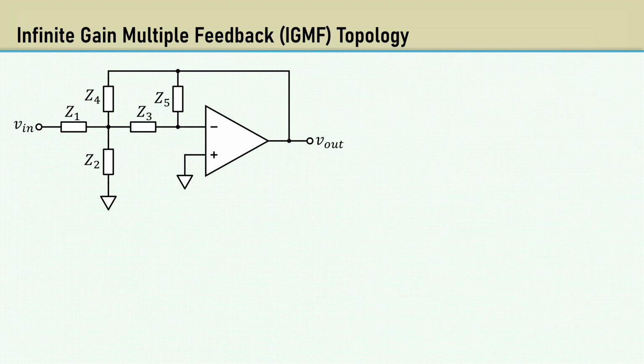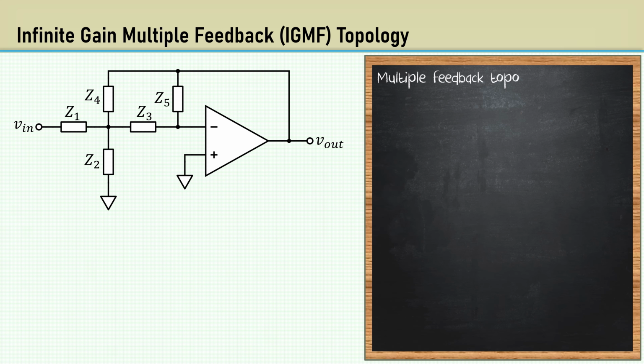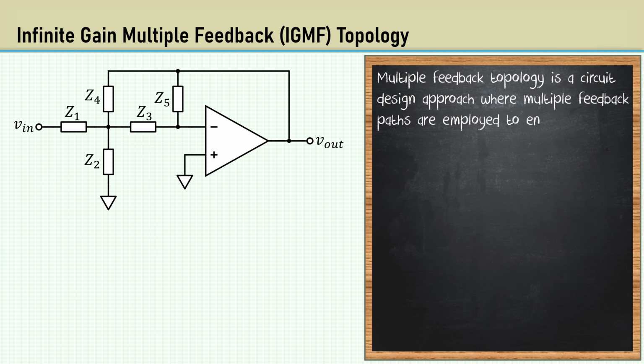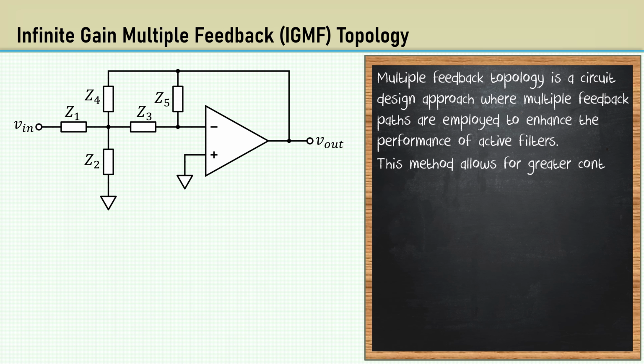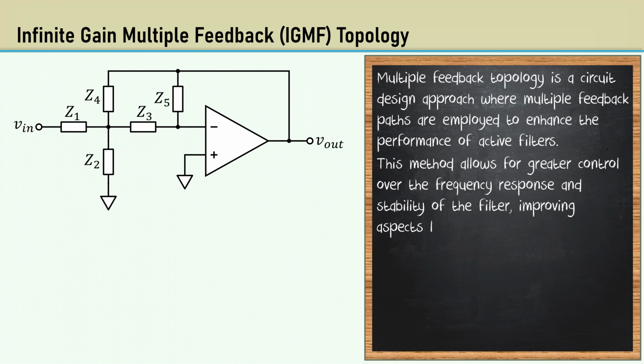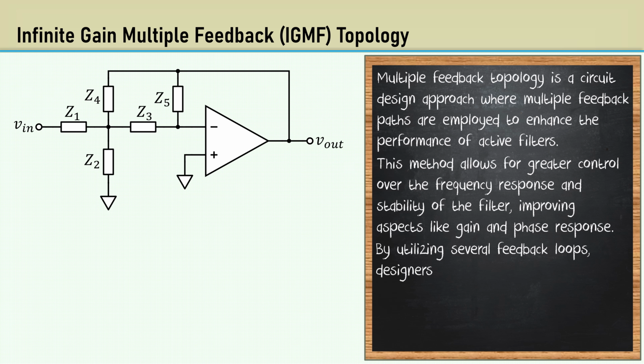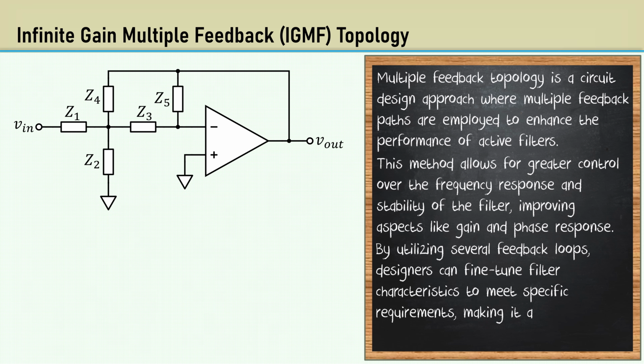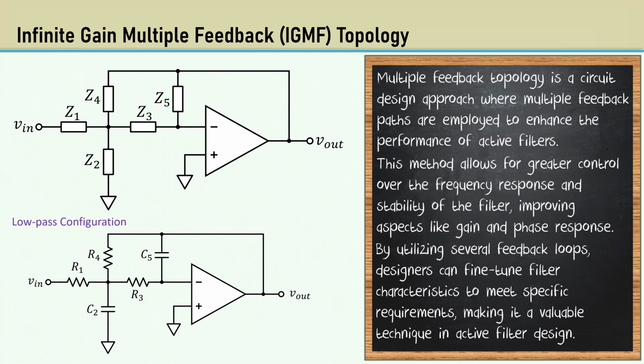Here is the generalized topology for the infinite gain multiple feedback topology. The multiple feedback topology is a circuit design approach where multiple feedback paths are employed to enhance the performance of active filters. This method allows for greater control over the frequency response and stability of the filter, improving aspects like gain and phase response. By utilizing several feedback loops, designers can fine-tune filter characteristics to meet specific requirements, making it a valuable technique in active filter design. Here it is in the low-pass configuration with resistors and capacitors.